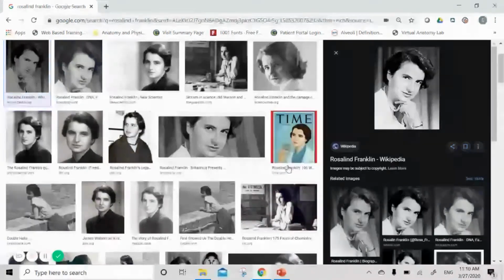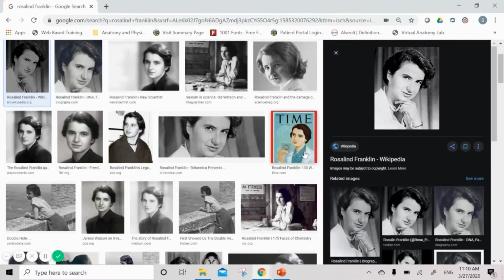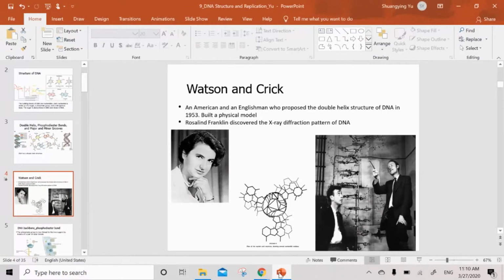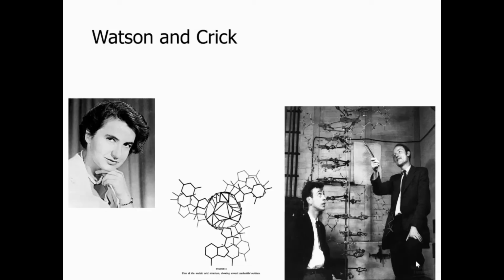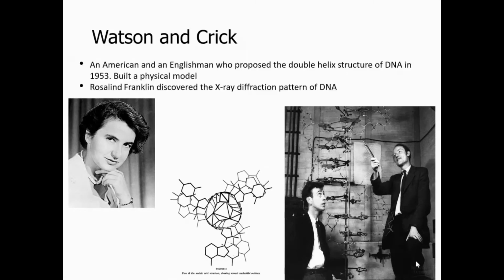And you can see that she was even on the cover page of Time, because later people discovered that she actually contributed significantly to the discovery of DNA. But back then, female scientists were not really given any opportunities. So it wasn't really equal between males and females in the scientific world a few decades ago. So that's why she wasn't recognized until very recently.